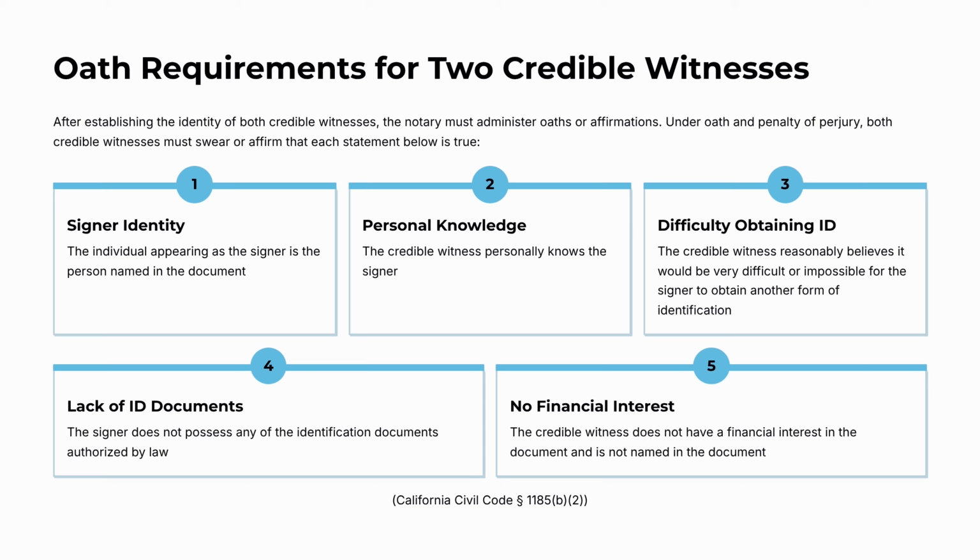California Civil Code Section 1185(b)(2). The individual appearing before the notary public as the signer of the document is the person named in the document. The credible witness personally knows the signer. The credible witness reasonably believes that the circumstances of the signer are such that it would be very difficult or impossible for the signer to obtain another form of identification. The signer does not possess any of the identification documents authorized by law to establish the signer's identity, and the credible witness does not have a financial interest in the document and is not named in the document.